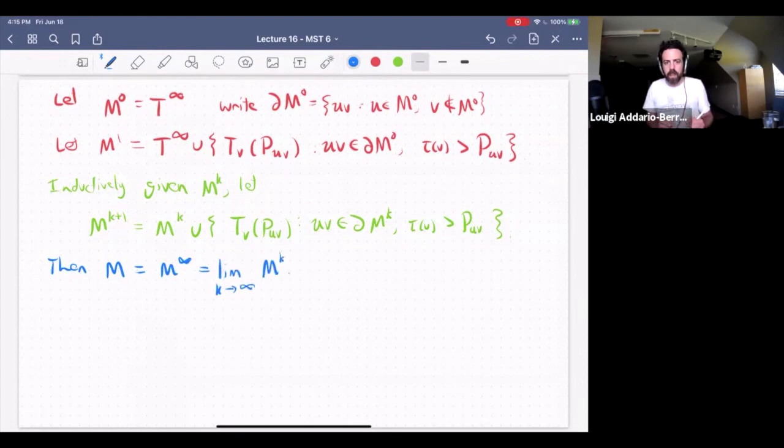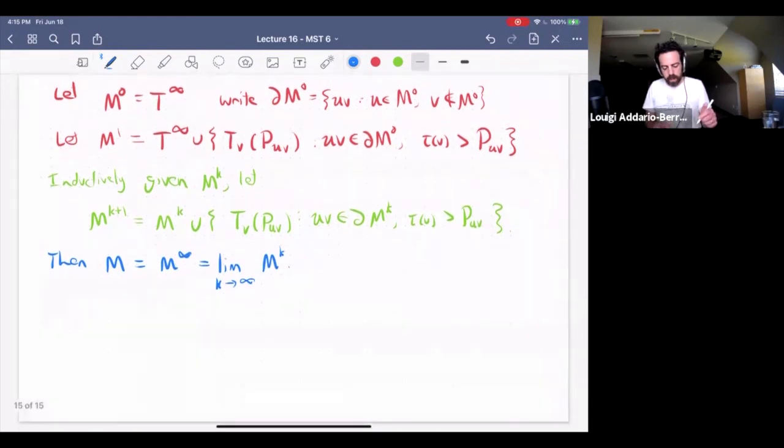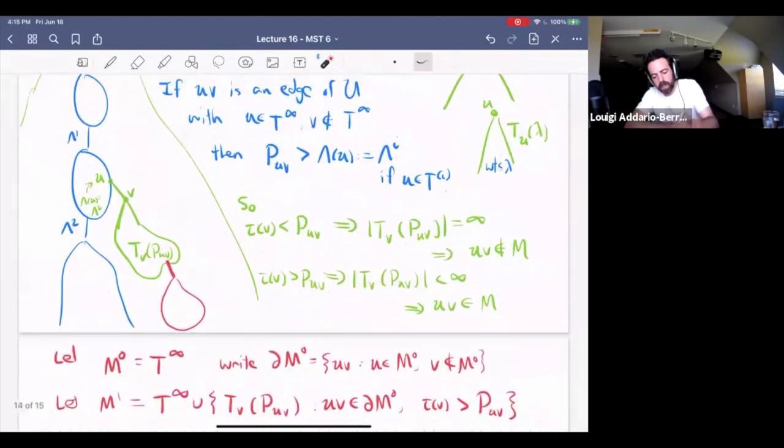Okay, and so now the key to proving that this tree is one-ended is just to say that this sequence of layers can't create infinite paths. Okay, so we don't want these.